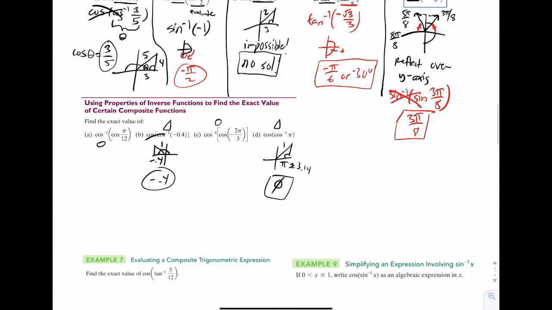Now for the circle ones, let's do the easy one first. Let's evaluate part C right there. If we evaluate this thing, the cosine's even, so negative doesn't matter, cross it out. Cosine of 2π/3, that'd be -1/2. Now we evaluate the inverse of -1/2. Draw your circle. That's right there. And look, you get 2π/3.